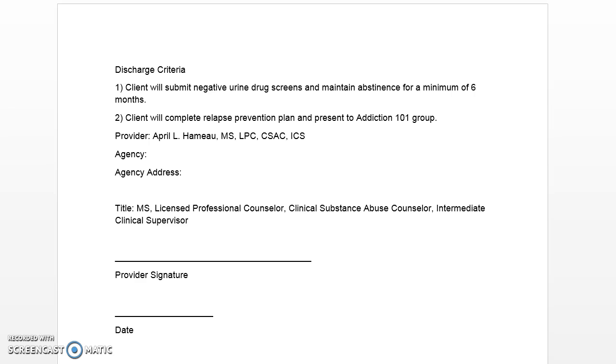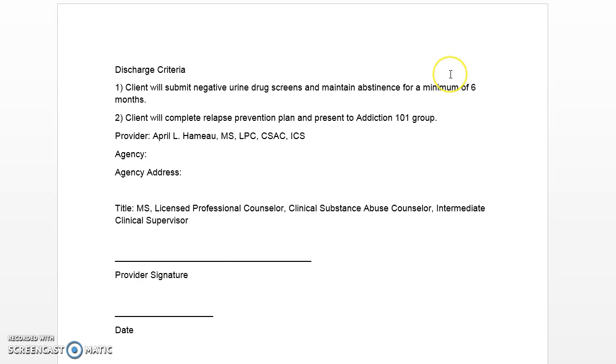and then you'll list yourself as the provider, the agency you work for, and then the agency address. You'll also indicate what your title is. So for those of you going into the AODA field, it would be appropriate for you to write substance abuse counselor in training. Then you will sign and date it.